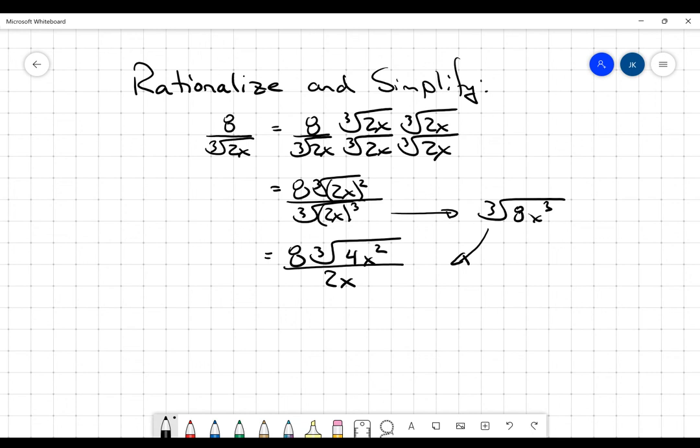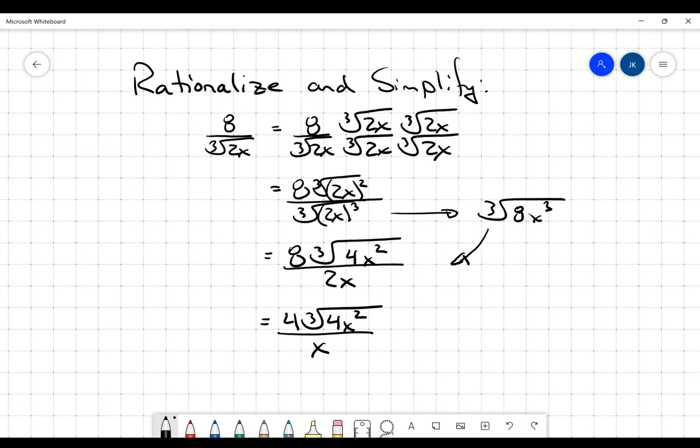Now I'm going to simplify this a little bit, and there's not really a whole lot that I can do. The 8 over the 2 is going to create a 4. That'll be 4 multiplied by the cube root of 4x squared all over x.